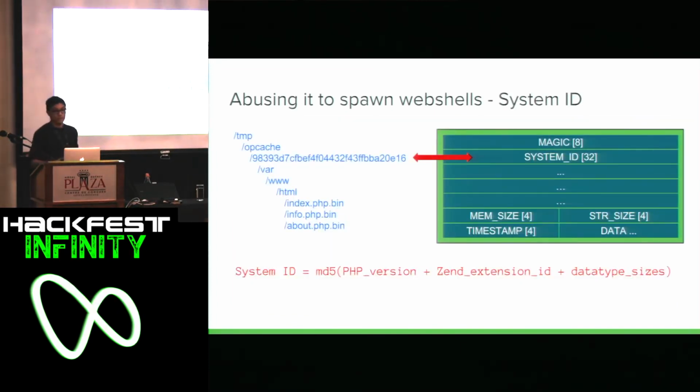Now, what's fun about the system ID is that it's actually pretty easy to calculate. The system ID is 32 bytes of MD5 hash, and it's the PHP version followed by the Zend extension ID and then a couple of data type sizes. What's also interesting is that all this info is available in a PHP info page. So if you manage to leak a PHP info page, you have all the info that you need to calculate the system ID yourself. Last thing I want to note here is that in the folder structure that I showed earlier, /temp/opcache, that long string that I mentioned is the system ID too. It's the same system ID as what you have in your cache files and across the whole web application.